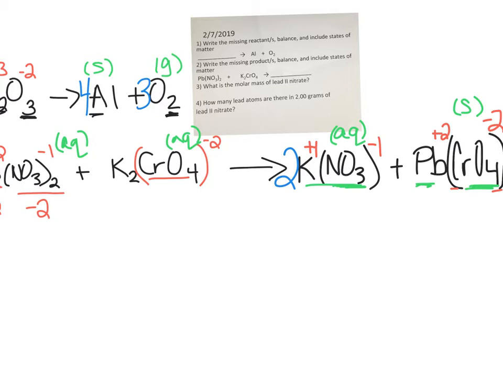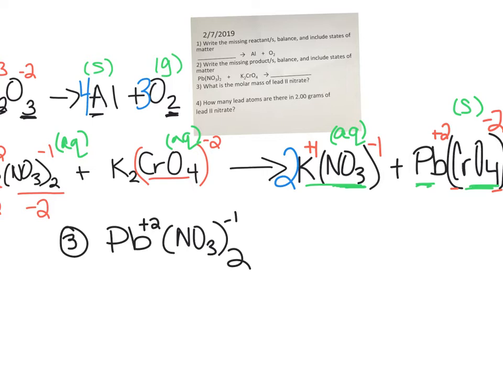All right. Okay, next, number 3. Number 3, we have what is the molar mass of lead 2 nitrate? So lead 2 nitrate just means that we had that +2. We have nitrate with a -1, so we have a big 2 out here. So it was the one from the problem before. Okay? So you needed to add together the molar mass of lead.